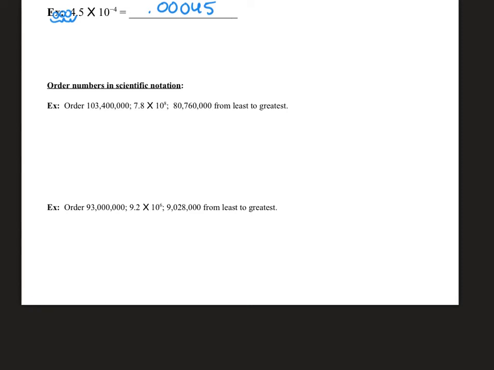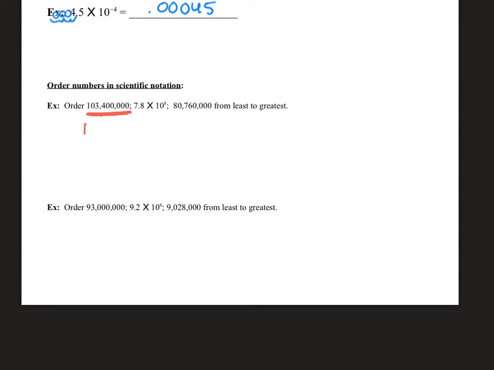So the next goal that we want to be able to accomplish is to order numbers in scientific notation. You have two options. Option 1 would be to take your 3 different numbers and put them in standard notation and order them like you always have. But that's not what the standard is assessing. Instead, we want to take the numbers that aren't in scientific notation and put them in scientific notation.